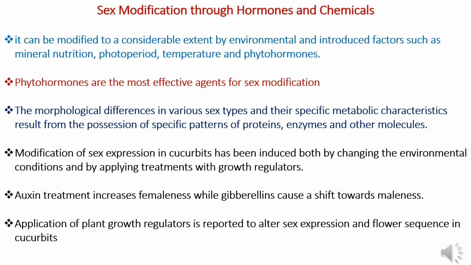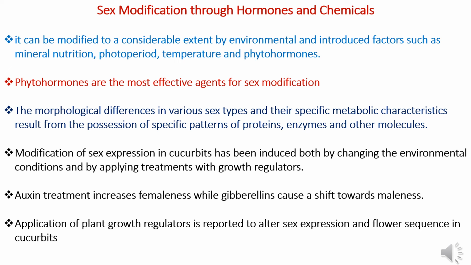As far as genetics is concerned, sex modification is also done through hormones and chemicals, and it can be modified to a considerable extent by environmental and introduced factors such as mineral nutrition, photoperiod, temperature, and phytohormones. And these phytohormones are the most effective agents for sex modification. The morphological differences in various sex types and their specific metabolic characteristics result from the possession of specific patterns of proteins, enzymes, and other molecules.